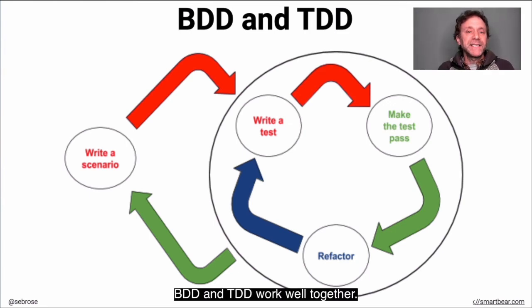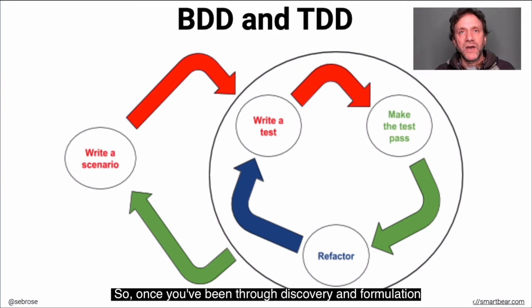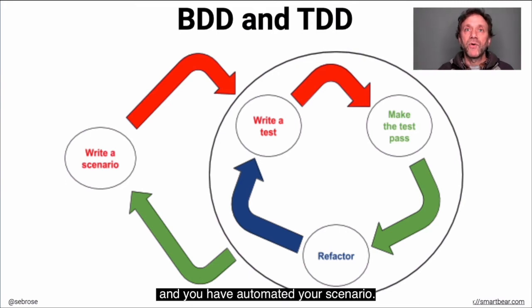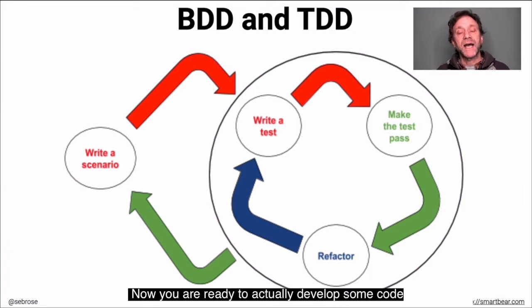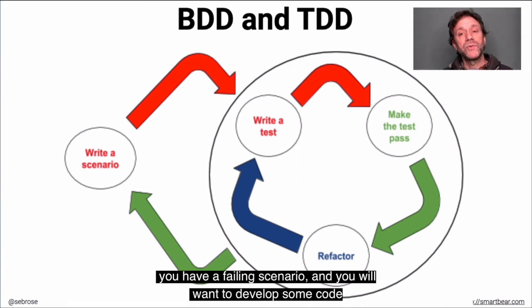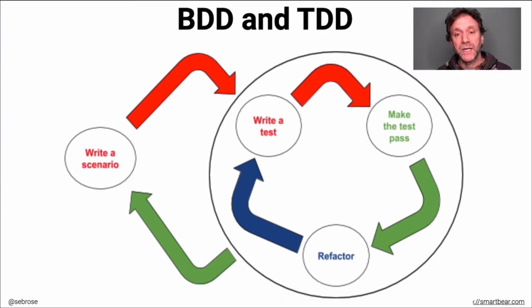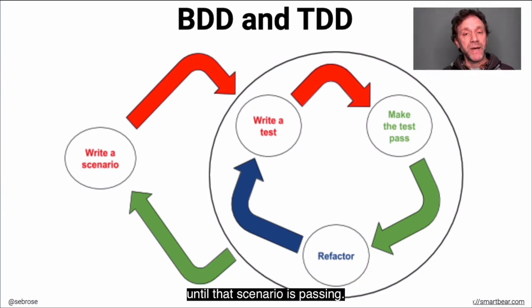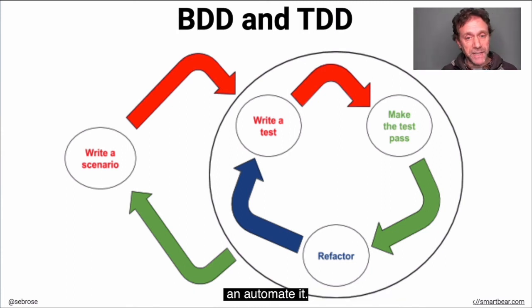BDD and TDD work well together. So once you've been through discovery and formulation and you have automated your scenario, now you are ready to actually develop some code. You have a failing scenario and you will want to develop some code using whatever development approach is used in your organization, until that scenario is passing. And then you will come out and write another scenario and automate it.